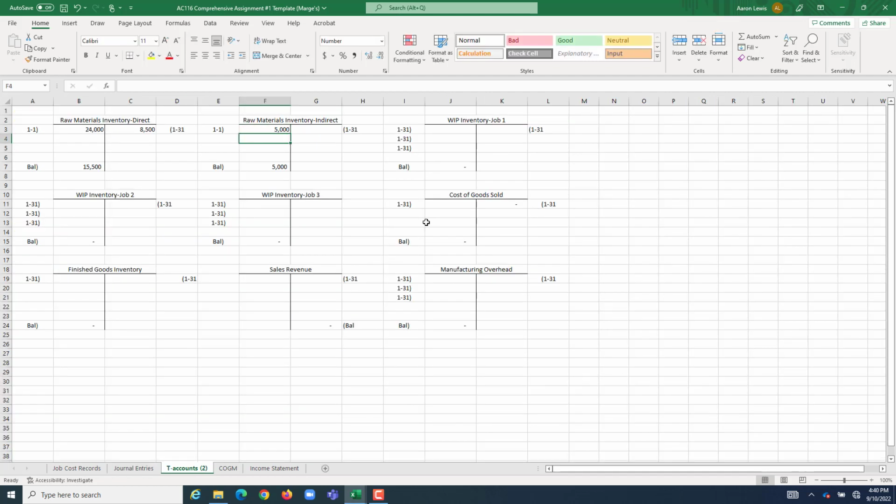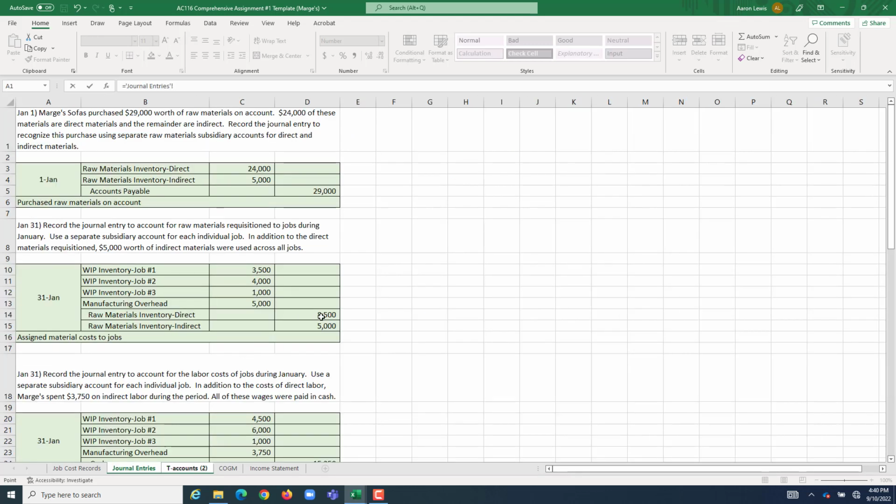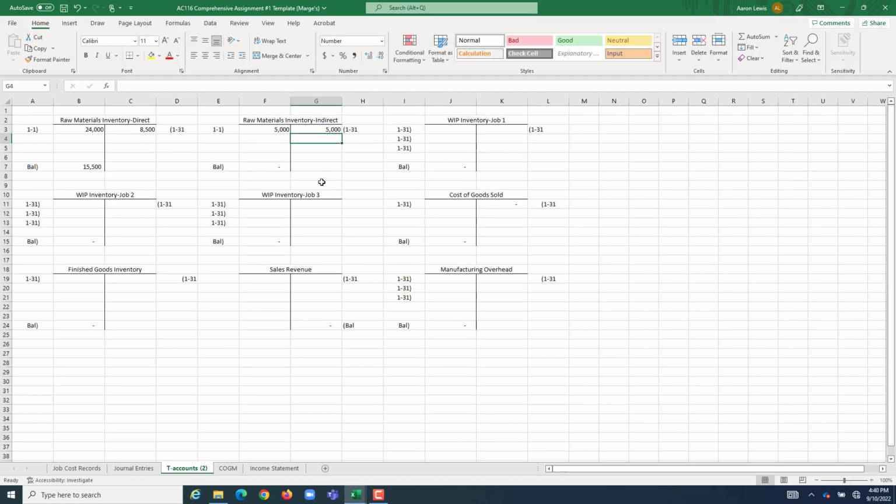Let's put that debit into our T accounts. And then I know we also used at least some of those raw materials inventory indirect during the period and put it into manufacturing overhead. So I'm going to hit equals on the credit side. I'm going to go back to my journal entry, and right there we credited raw materials inventory indirect for $5,000. So I'm going to hit enter, bring that on over, and the balance of our account now is 0.